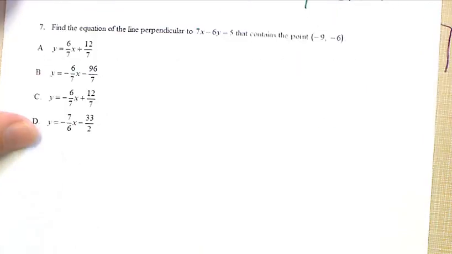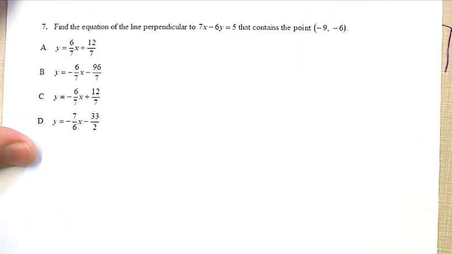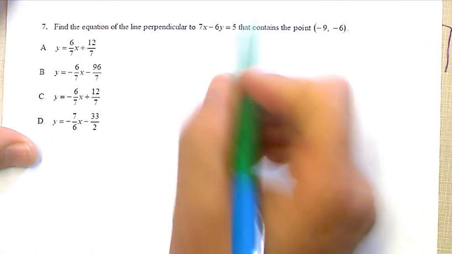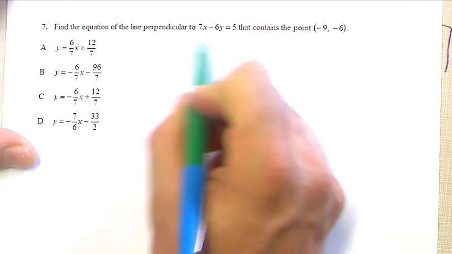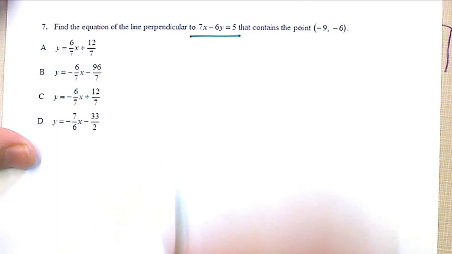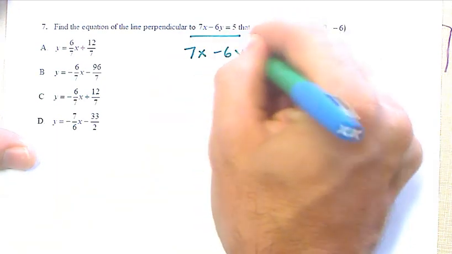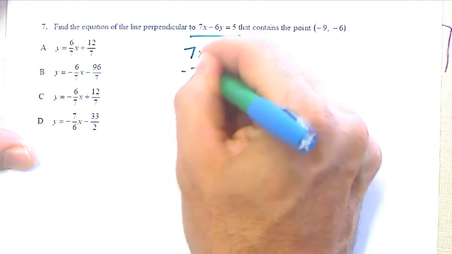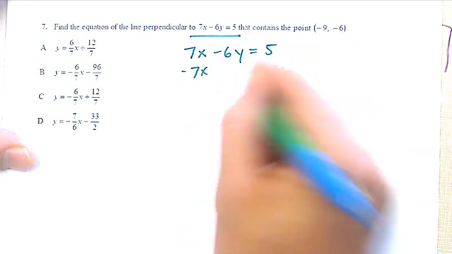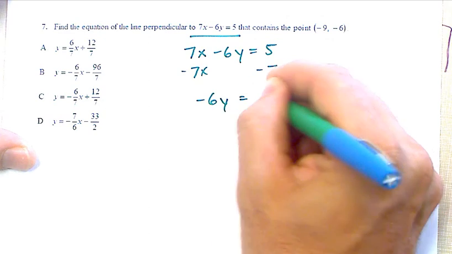And then last but not least, we have a line perpendicular to this. Again, we look at the 7x minus 6y is equal to 5. We want to find our slope. Subtract 7x. -6y is equal to -7x plus 5.